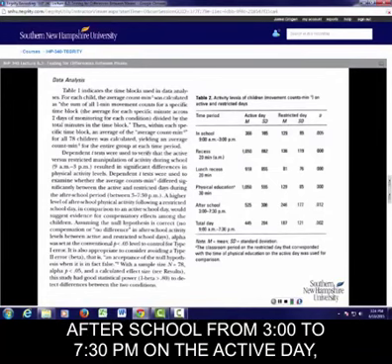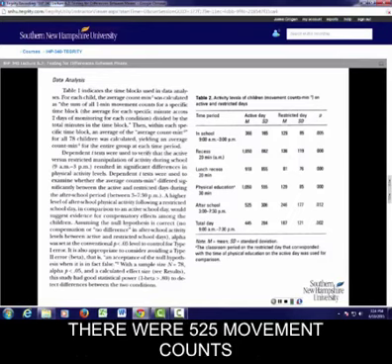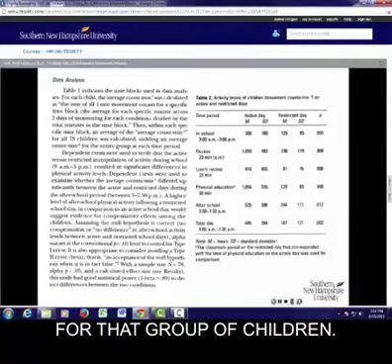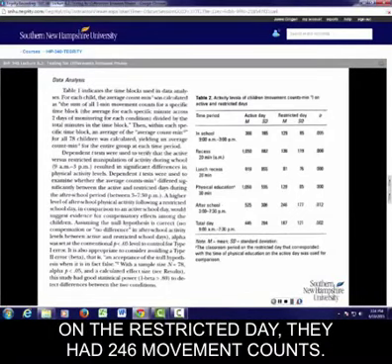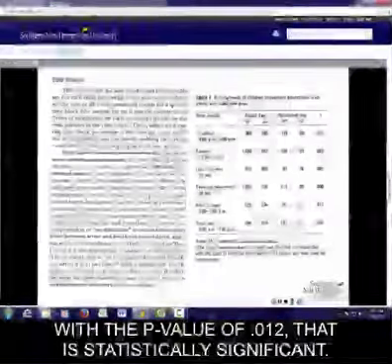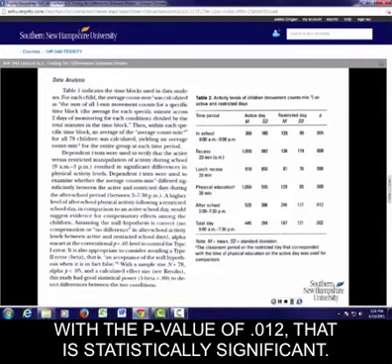After school from 3 o'clock to 7:30 p.m. on the active day, there were 525 movement counts for that group of children. On the restricted day, they had 246 movement counts. With a p-value of 0.012, that is statistically significant.